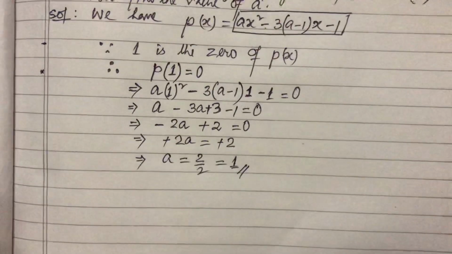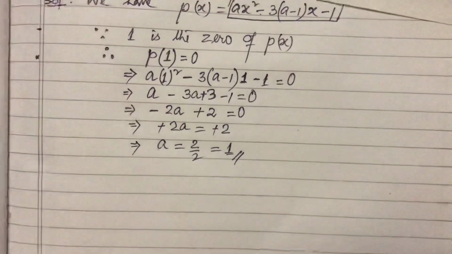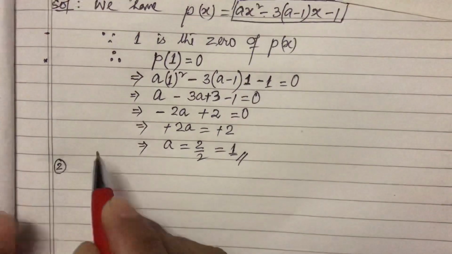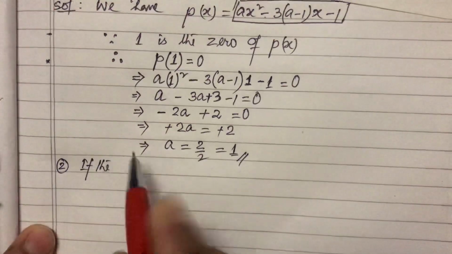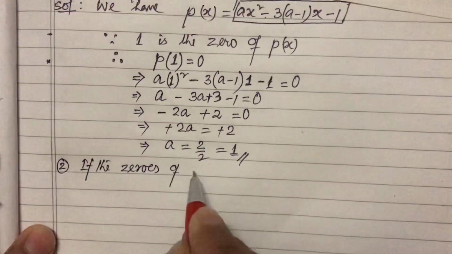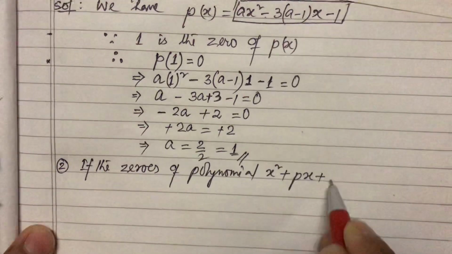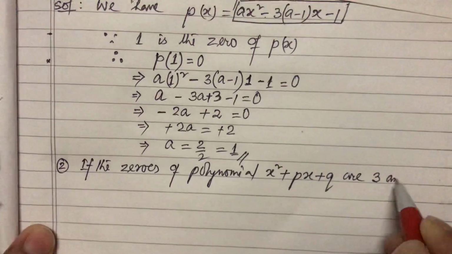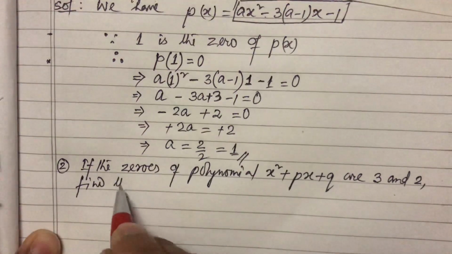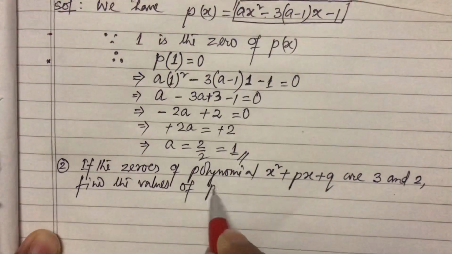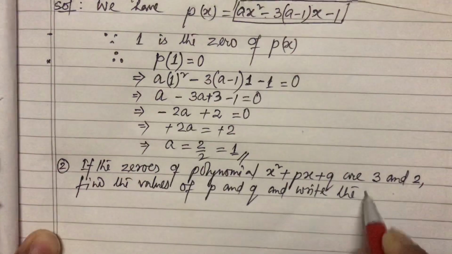Next question. Question number 2. If the zeros of polynomial x square plus bx plus q are 3 and 2, find the values of p and q and write the polynomial.